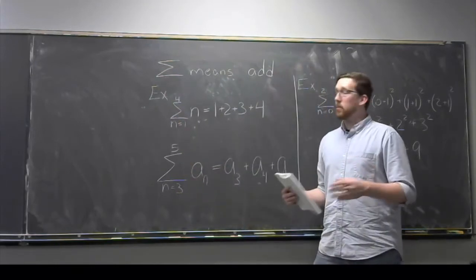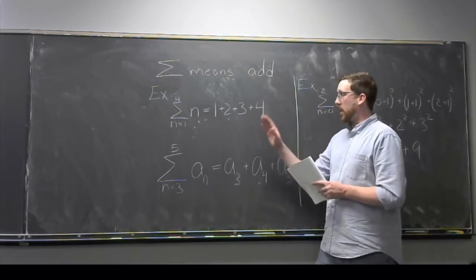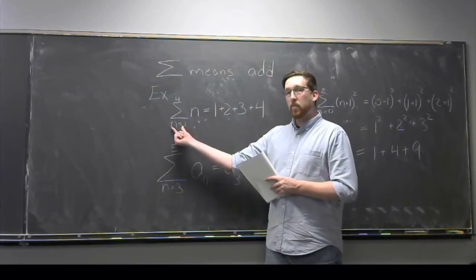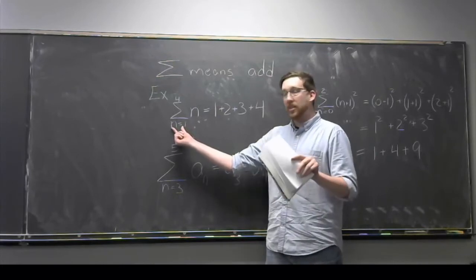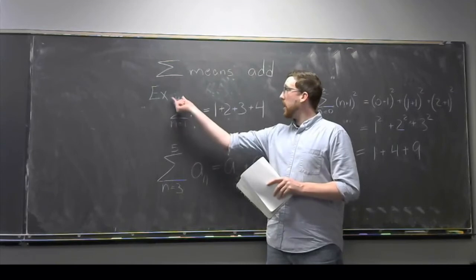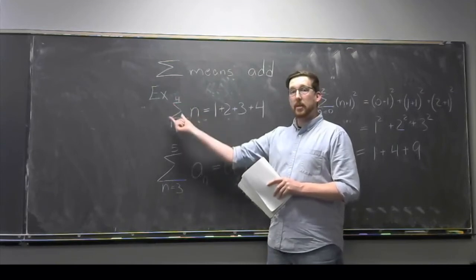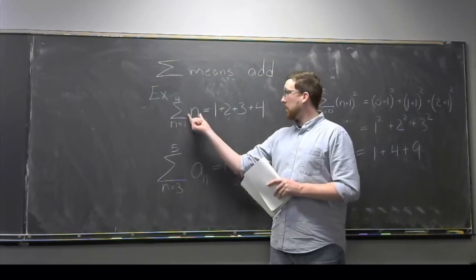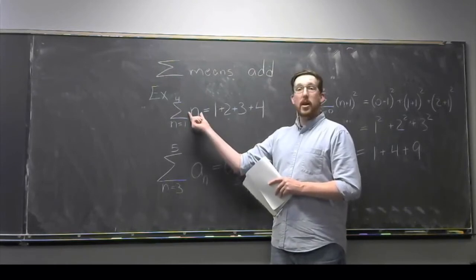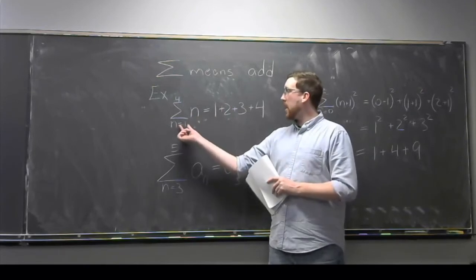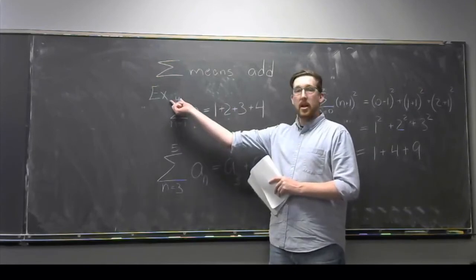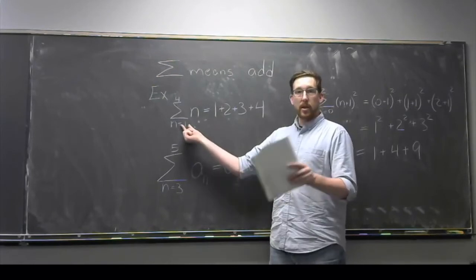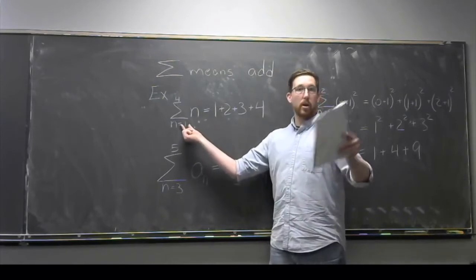As a couple examples of this, we might see it written with some index value and where it starts at below and where it ends at above the sigma, followed by whatever we're adding up. So for example, we're adding n together. And we're going to start n at 1, we're going to end n at 4. So we're going to say n is equal to 1 plus n is equal to 2 plus n is equal to 3 and 4.